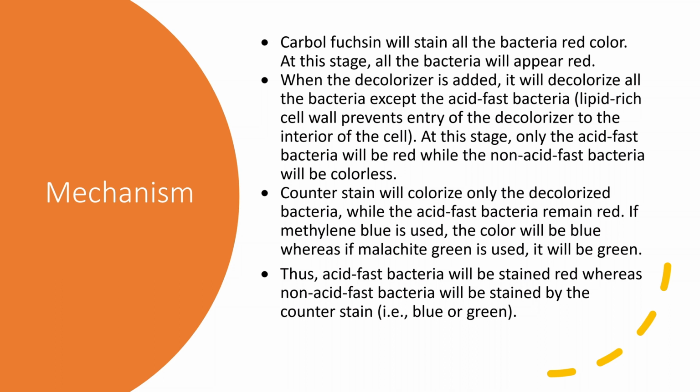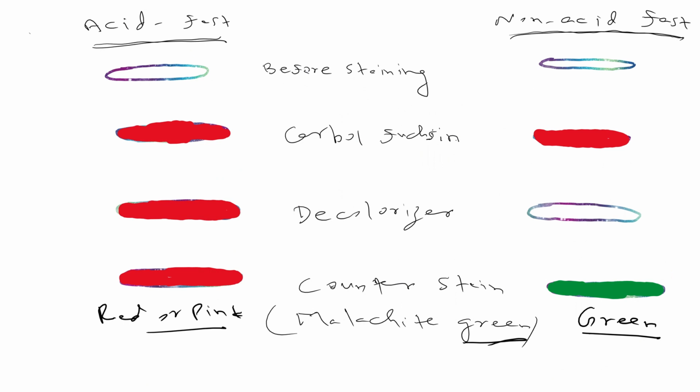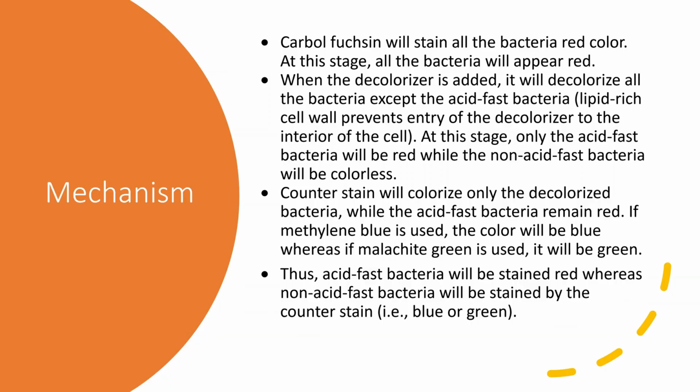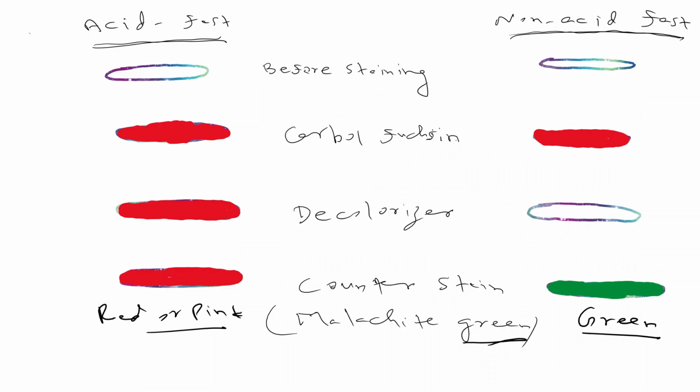So first, you can see all the bacteria are colorless before staining. Then we add the carbolfuchsin. It will stain all the bacteria, both acid-fast and non-acid-fast bacteria will appear red. You can see, both types of bacteria are red.